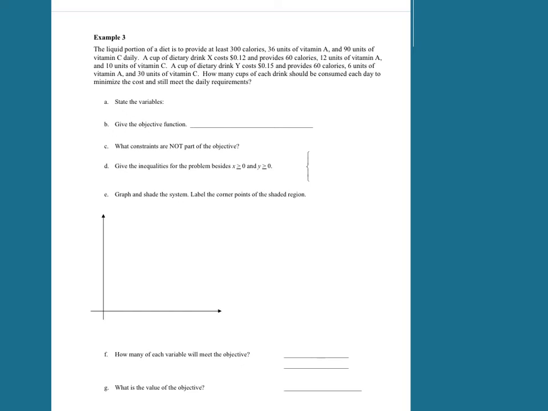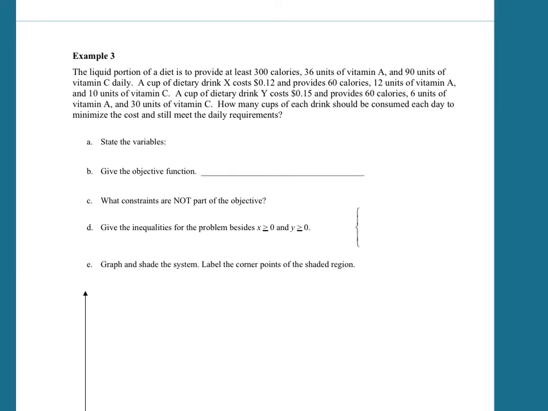The liquid portion of a diet is supposed to provide at least 300 calories, 36 units of vitamin A, 90 units of vitamin C daily. A cup of dietary drink X costs 12 cents, but provides 60 calories, 12 units of vitamin A, and 10 units of vitamin C. A cup of dietary drink Y costs 15 cents and provides 60 calories, 6 units of A, 30 units of C. How many cups of each drink should be consumed each day to minimize the cost and still meet the daily requirements?